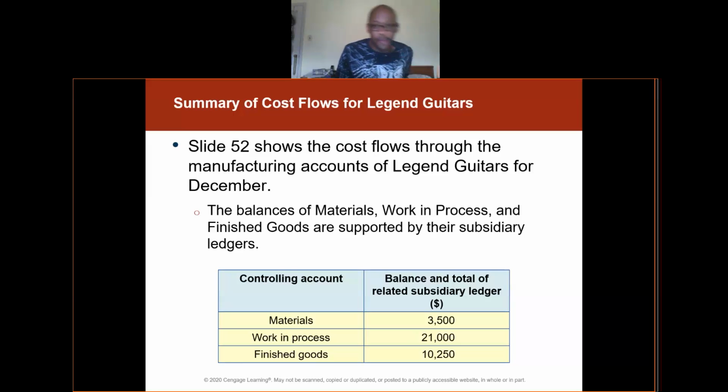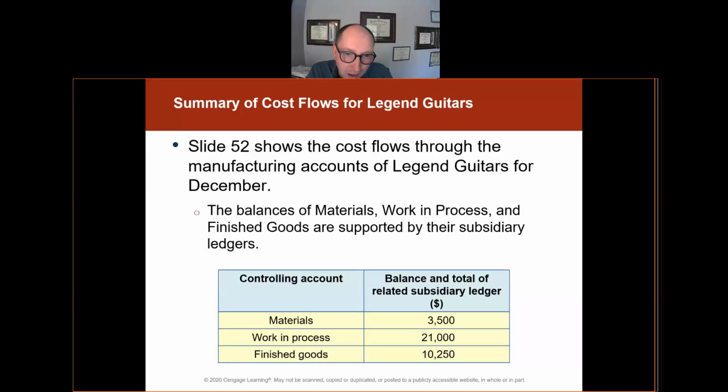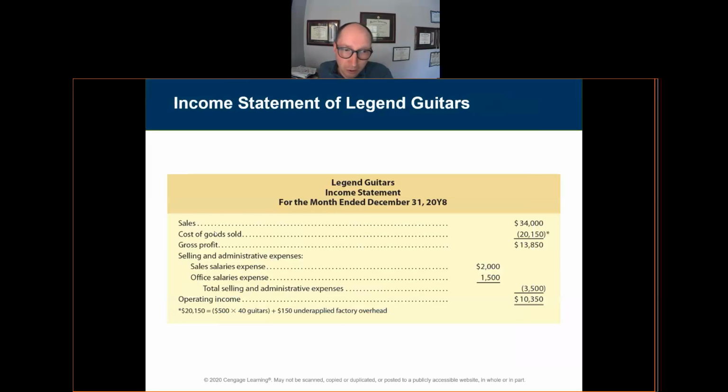The cost flows are also summarized in materials, work in process, and finished goods, and they have their subsidiary ledgers, as you know. Inventory has raw materials, work in process, and finished goods, and each of those accounts will have a balance throughout the year, and it'll look similar to this. This is the income statement. Sales minus cost of goods sold equals gross profit, minus selling and administrative expenses equals operating income.